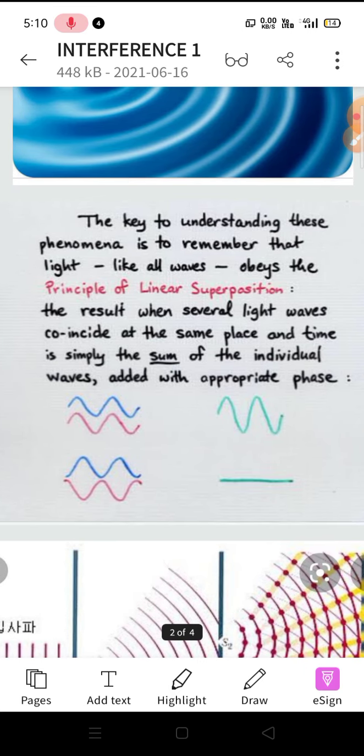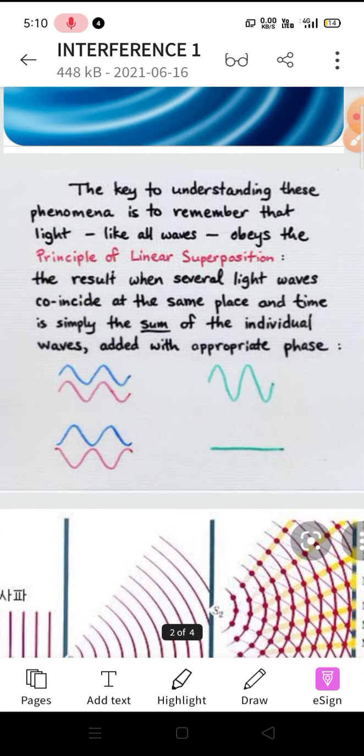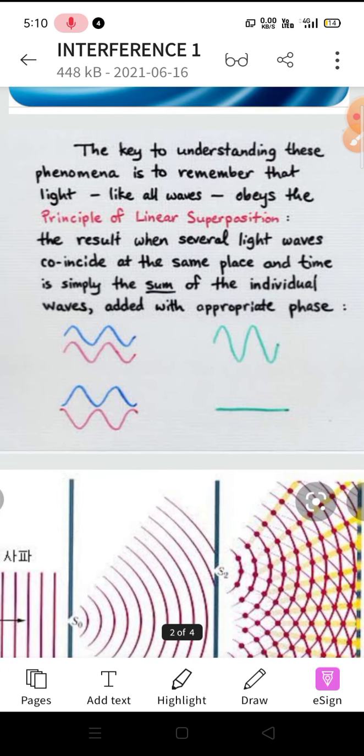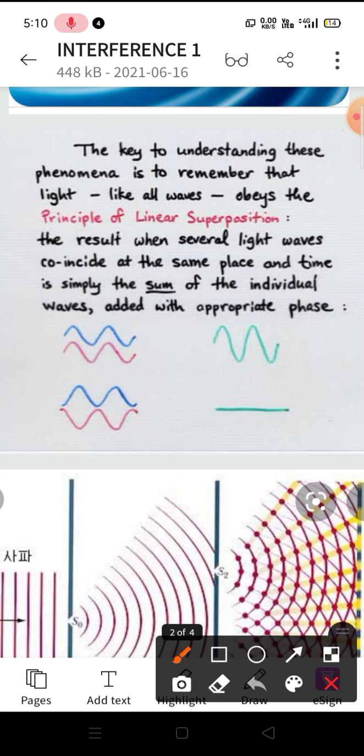The resultant when several waves coincide at the same place in time is simply the algebraic sum of the individual displacements of the waves, which have appropriate phase. To understand the principle of linear superposition, we have a diagram here. Let me show you that.